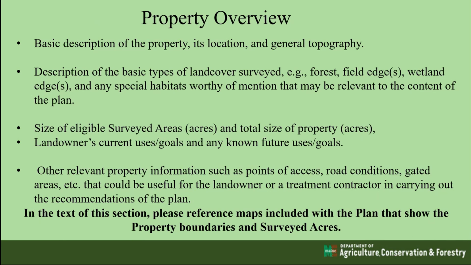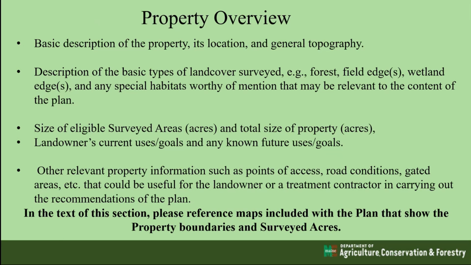In the property overview, you should provide a basic description of the property, its location, and also the general topography. You should also include basic types of land cover. If there's a house on the property, that should be noted. Ponds, agricultural fields, wetlands, forest. You can choose to break down forests into cover type, and also any special habitats worthy of mention that could be relevant to the contents of the plan.